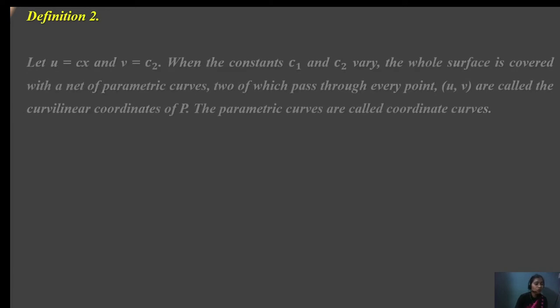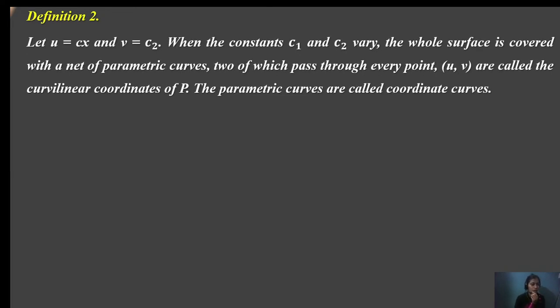Definition second. For a curve on the surface, let u equals c1 and v equals c2, where the constants c1 and c2 vary. The whole surface is covered with a net of parametric curves, two of which pass through every point. u and v are called the curvilinear coordinates of the point P. The parametric curves are called coordinate curves.